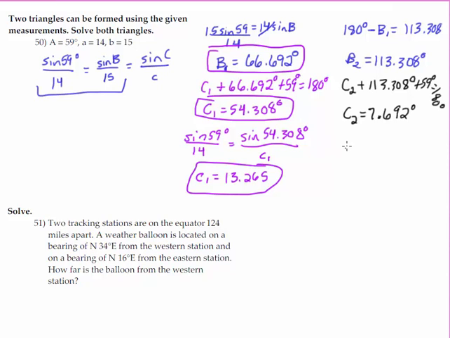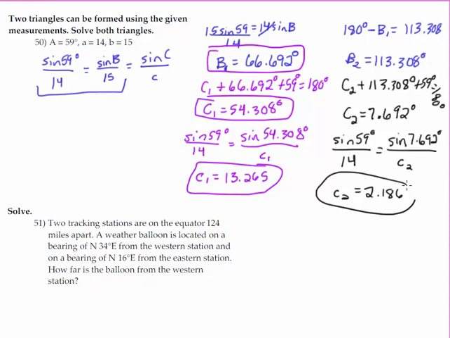And then little c, we're going to do what we did here, but with 7.692 in this spot. So we cross multiply and get 14 sine 7.692 divided by sine 59, which is 2.186. So that's our second values for our triangle.